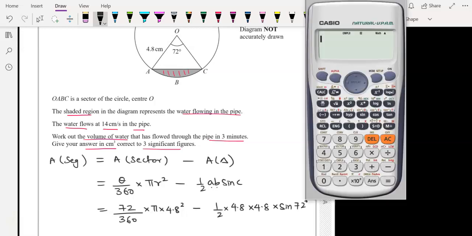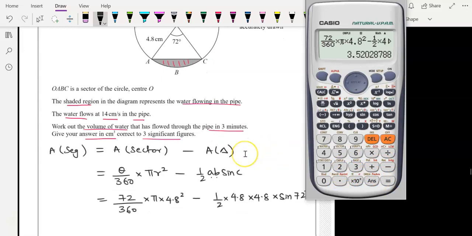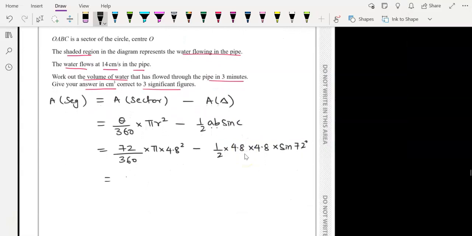So let's put all this in the calculator. So 72 over 360 times pi times 4.8 square. That's the area of sector minus half times 4.8 times 4.8 times sine 72. Okay, that gives me 3.5202. So area of the segment is 3.5202. We'll round it to 3.5203. So now we have area of segment.